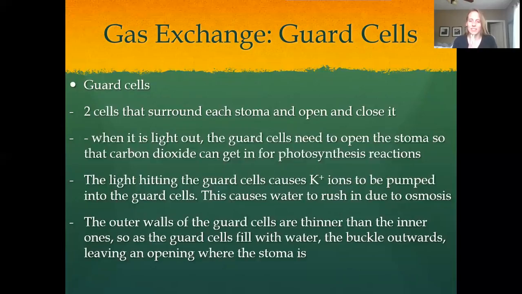And as the guard cells fill up and become turgid, their outer and inner walls are not symmetrical. The outer walls are thinner than the inner walls. And so because of that, the guard cell is going to buckle outwards as pressure is put on that outer wall that's not as strong. It's going to cause the guard cells to buckle open as they fill up.